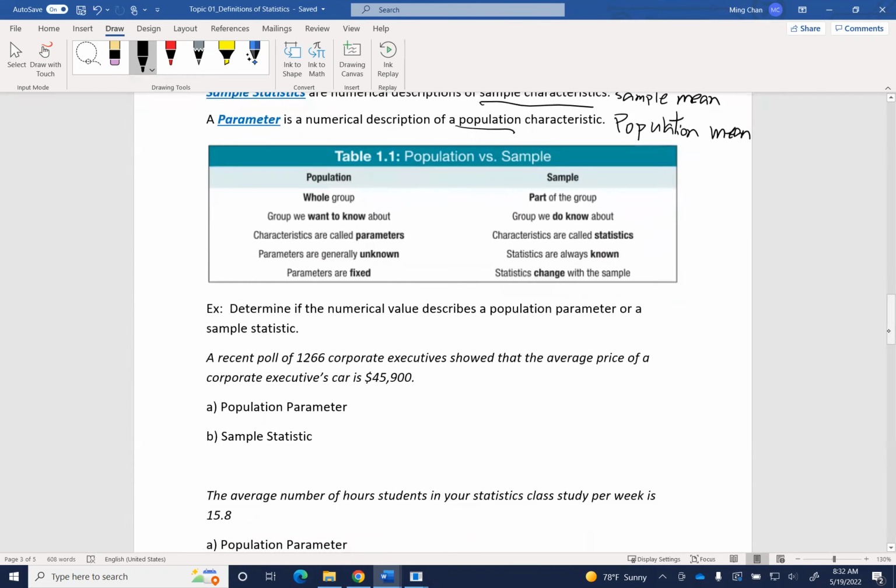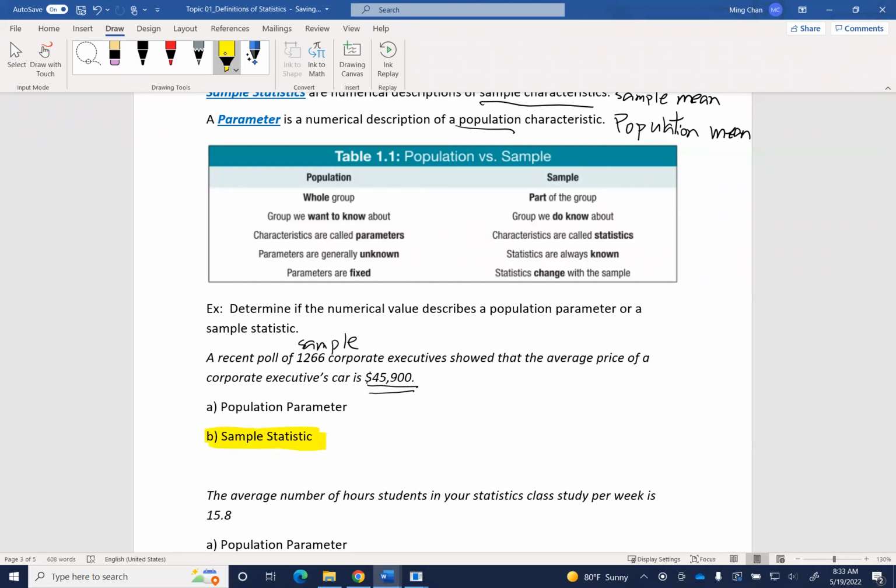All right, let's take a look at numerical values described by a population parameter or a sample statistic. Okay, so this is a little bit tricky. A recent poll of 1266 corporate executives showed that the average price of a corporate executive's car is $45,000. So the 1266 executives are my sample. So the average car price of that sample has got to be the sample statistic.